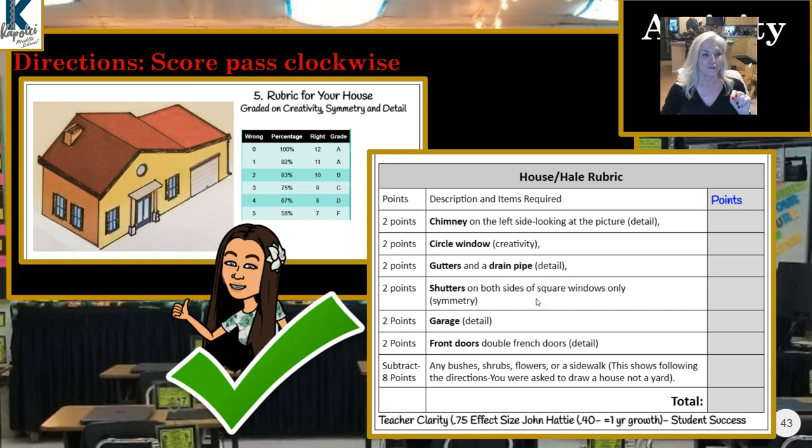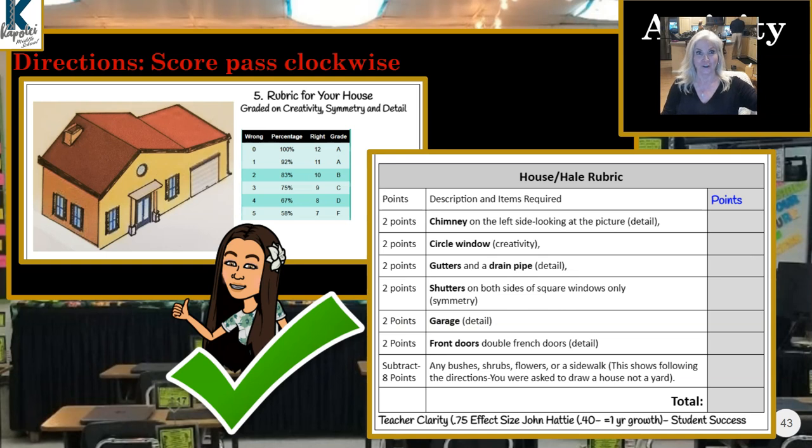Put 2 points for front doors, double French doors, because that shows detail. And subtract 8 points for any bushes, shrubs, flowers, or sidewalk. This shows that you were not following directions. You were asked to draw a house, not a yard. Okay, so go ahead and total those points up and then circle over here what your score is.